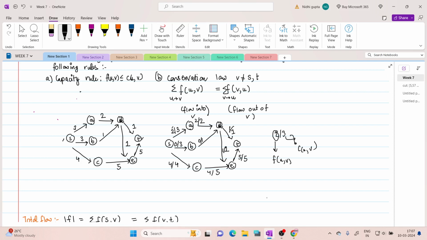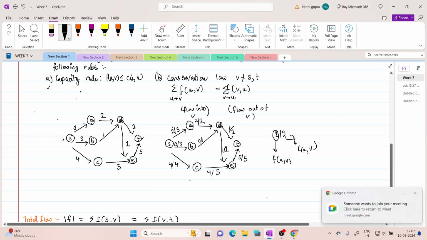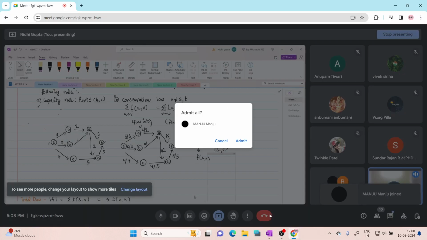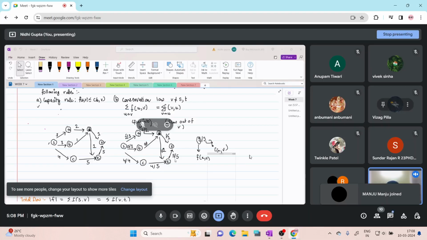First of all, what is the first property? The first property is that flow should be less than or equal to capacity. So in each of the edges, 2 is less than or equal to 3, 2 is less than or equal to 2, 1 is less than or equal to 1, 5 is less than or equal to 5, 4 is less than or equal to 4, and so on. So in all the edges you can see that the first rule, that is the capacity rule, is satisfied. So what about the conservation law? Do you think the conservation law is satisfied in this?